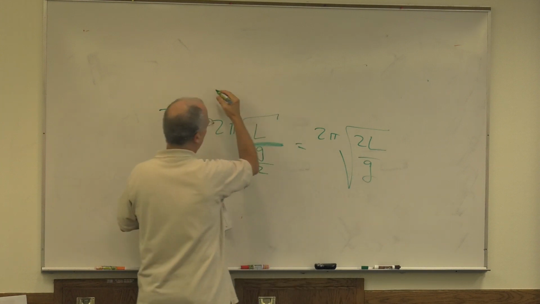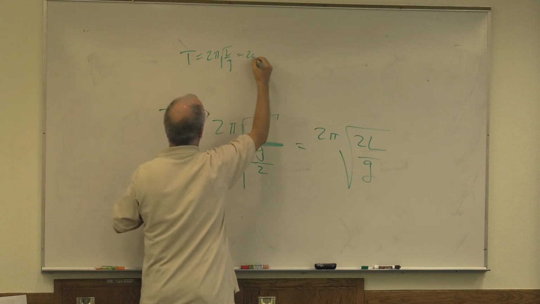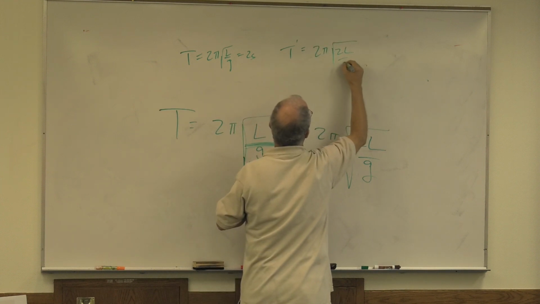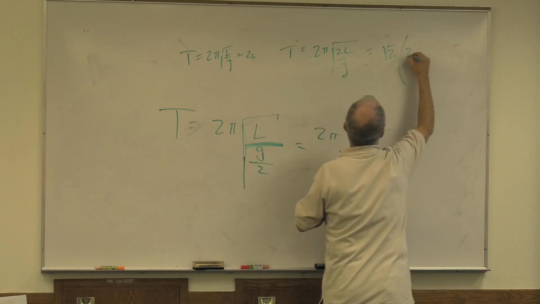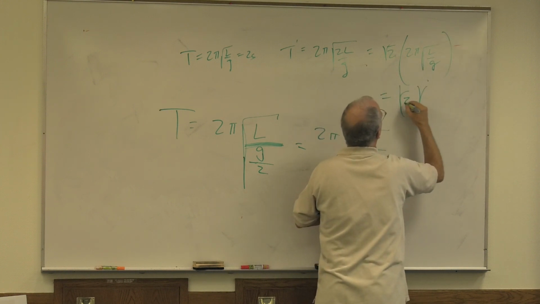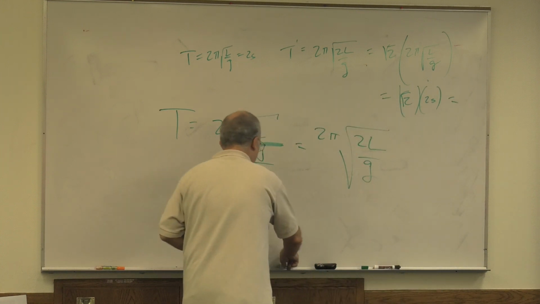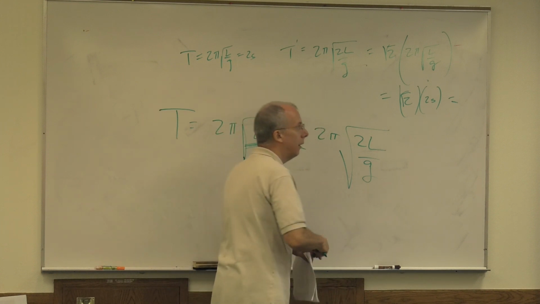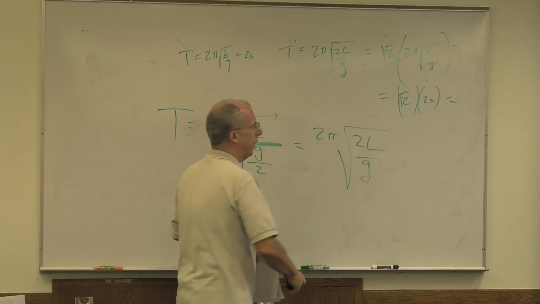Agree? So in other words, the original period was just 2 pi square root of L over g, and that was 2 seconds. But now the new period is 2 pi square root of 2L over g. So that's the same thing as square root of 2 times 2 pi square root of L over g, or square root of 2 times 2 seconds. So work it on your calculator. Square root of 2 times 2 seconds, it's 2.8. Okay? So there you go. So the only thing it depends on is L, the length of the string, and the acceleration due to gravity.